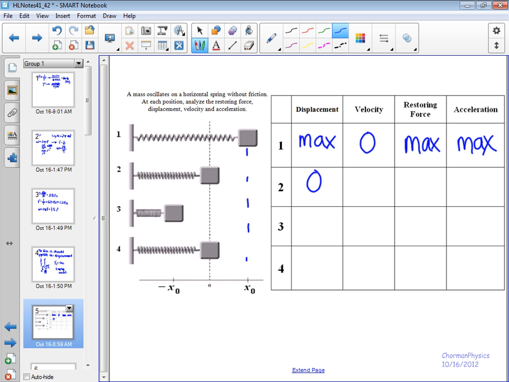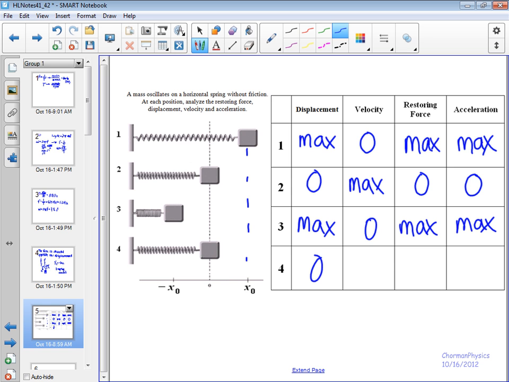At position 2, displacement is equal to 0. That is when the velocity is going to be a max, when it's passing back through that point. If you watch the video again of the mass in the spring, you see that's when the mass is moving the fastest, when it's moving through the center, its equilibrium position. Okay? The restoring force is 0 since the spring is not stretched, and therefore the acceleration is equal to 0. We're going to see this pattern happen again for 3 and 4 for the exact same reasons. All right?